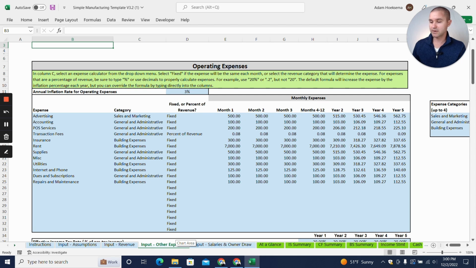Now we have an input other expenses tab where we can enter in fixed expenses or expenses as a percentage of revenue. So for example, let's say maybe you have certain transaction fees, or even a third party broker or something like that, where you're paying 8% of revenue for the service that they're providing. So what you could do is select a percentage of revenue, and if you put in 0.08, that represents 8%. That's how you'd enter in 8%. You can enter in things like rent, utilities, internet, repairs, maintenance, these sorts of things.